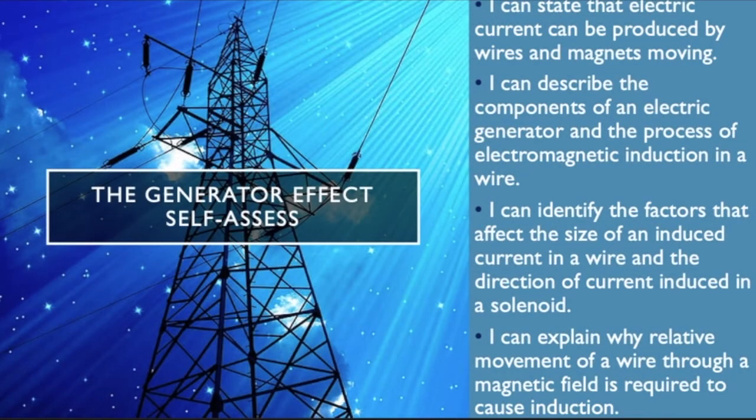So what should you be able to do by the end of today? You should be able to state that electric current can be produced by wires and magnets moving, describe the components of an electric generator and the process of electromagnetic induction in a wire. You should be able to identify the factors that affect the size of an induced current in a wire and the direction of current induced in a solenoid, and explain why relative movement of a wire through a magnetic field is required to cause induction.